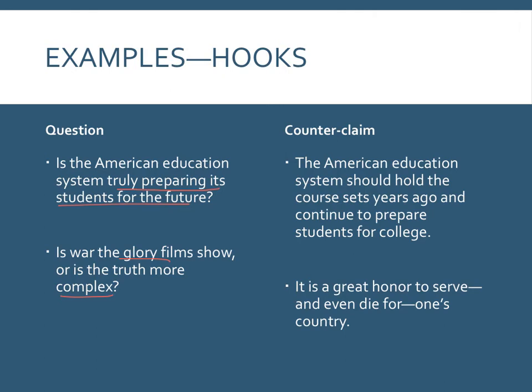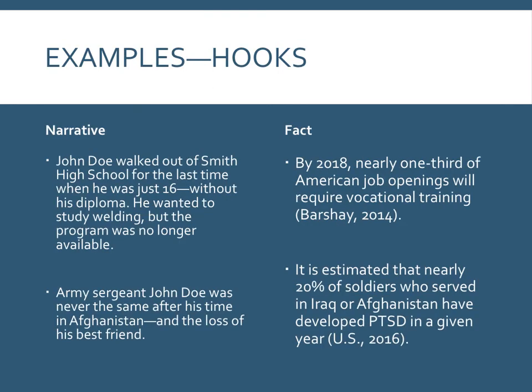Counterclaim. The American education system should hold the course set years ago and continue to prepare students for college. We can go on to give some statistics about why college is important before going into our claim that no, in fact, we need to change and bring in more vocational education. It is a great honor to serve and even die for one's country. Now, this is not a direct counterclaim, but we know that that poem is going to go on to talk about the negative aspects of war. And so when we get into the details in the body paragraphs of the essay, this will in fact be a counterclaim, this concept of the great honor.